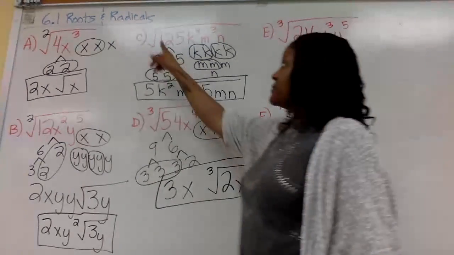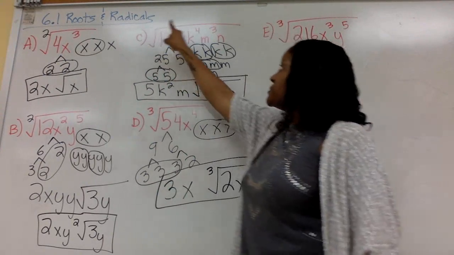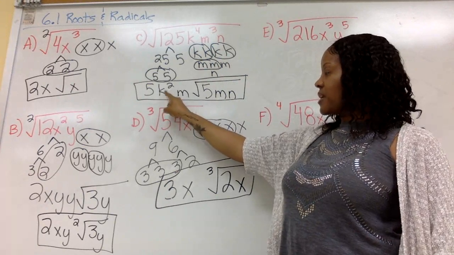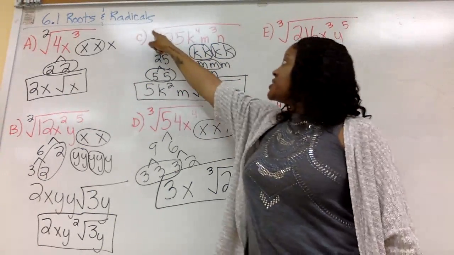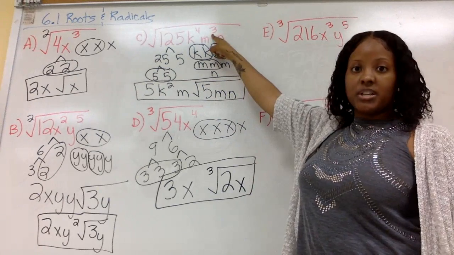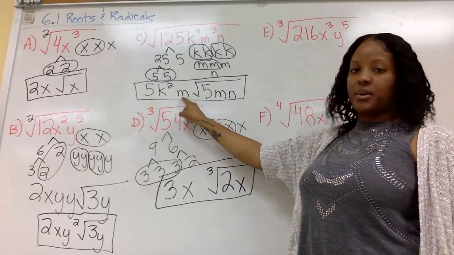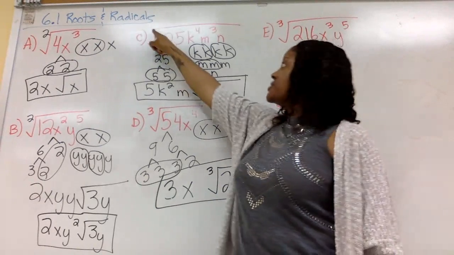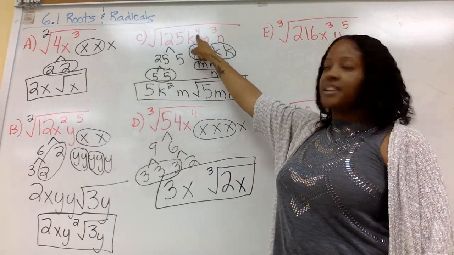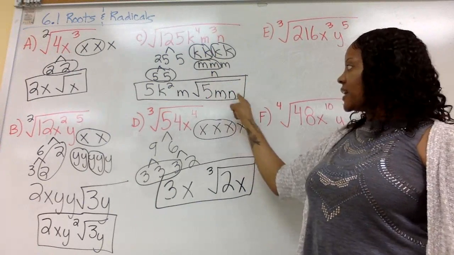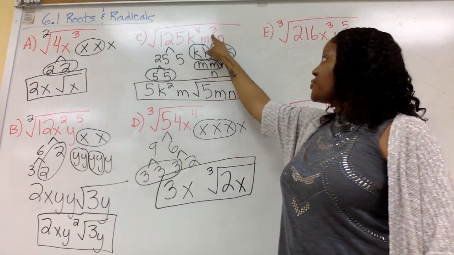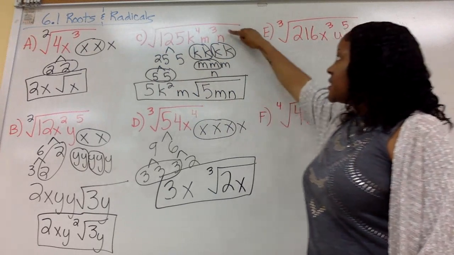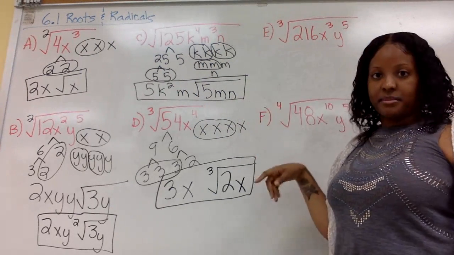So again, my index is 2. 2 goes into 4 twice. So I have 2 k's that were on the outside. 2 goes into 3 once. So I have 1 M that was on the outside. Your remainder goes on the inside. So 2 goes into 4 twice. There's no remainder, no K's. 2 goes into 3 once, and you have 1 remainder. And 2 does not go into 1, so that's why the N came down.